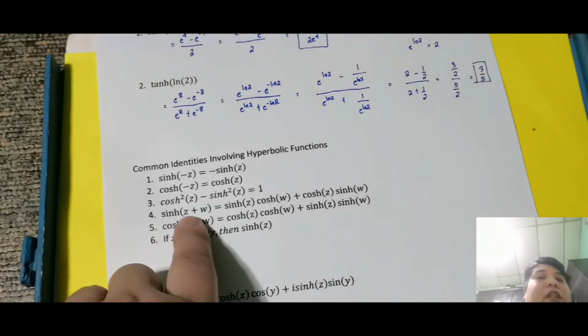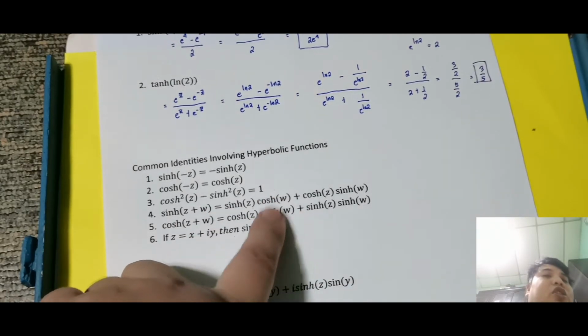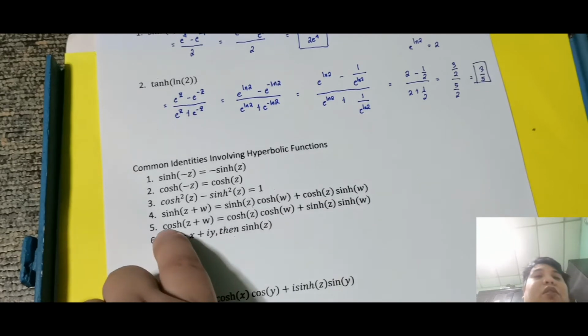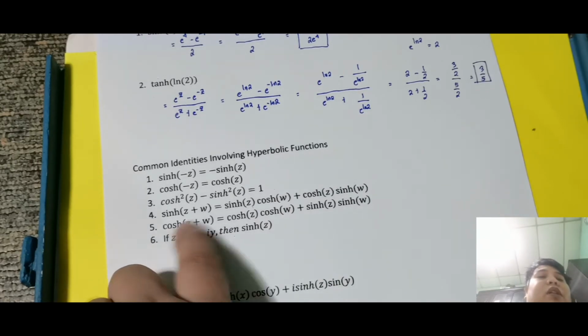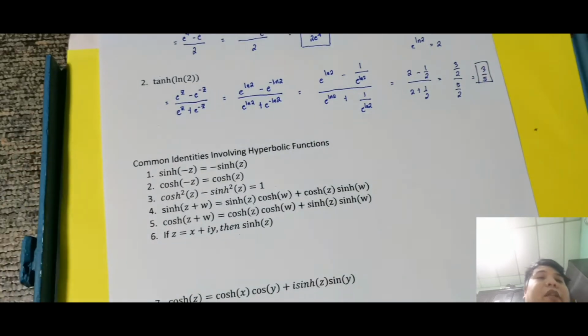So, hyperbolic sine ng z plus w is sinh, cos, cosh; so sinh, cos, cos, sinh. Then ito yung cosine naman, yung hyperbolic cosine, that is cos, cos, sinh, sinh. Ayun yung kanyang identity. So, magagamit natin yan later on.